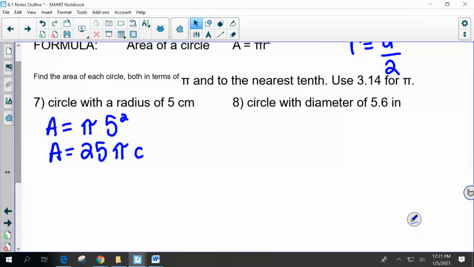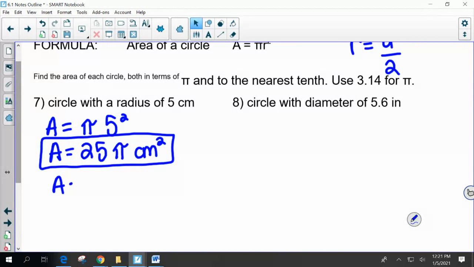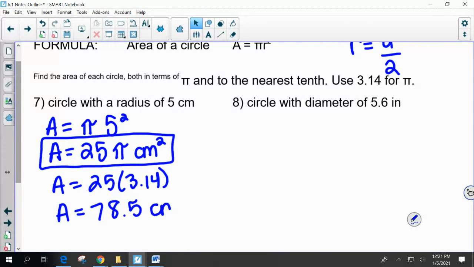And then our label would be centimeters squared, because area is always squared in the label. And then for the next answer, to the nearest tenth, we're replacing pi with 3.14. So area equals 25 times 3.14, and that would equal 78.5. Okay? So 78.5 centimeters squared.